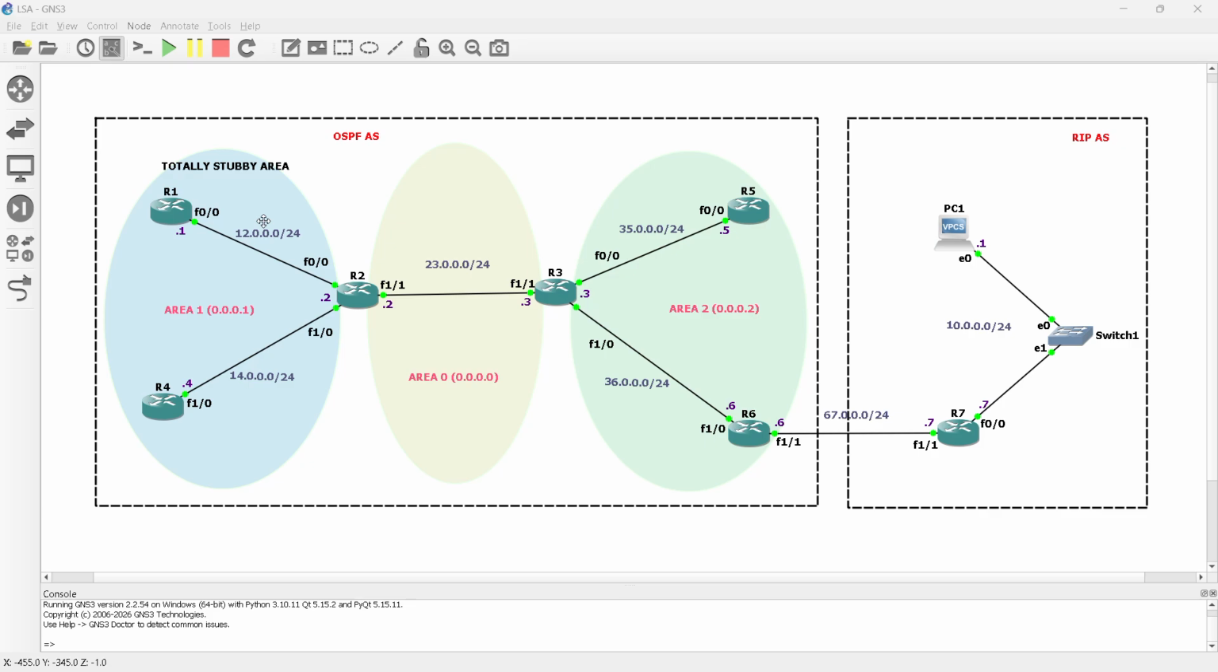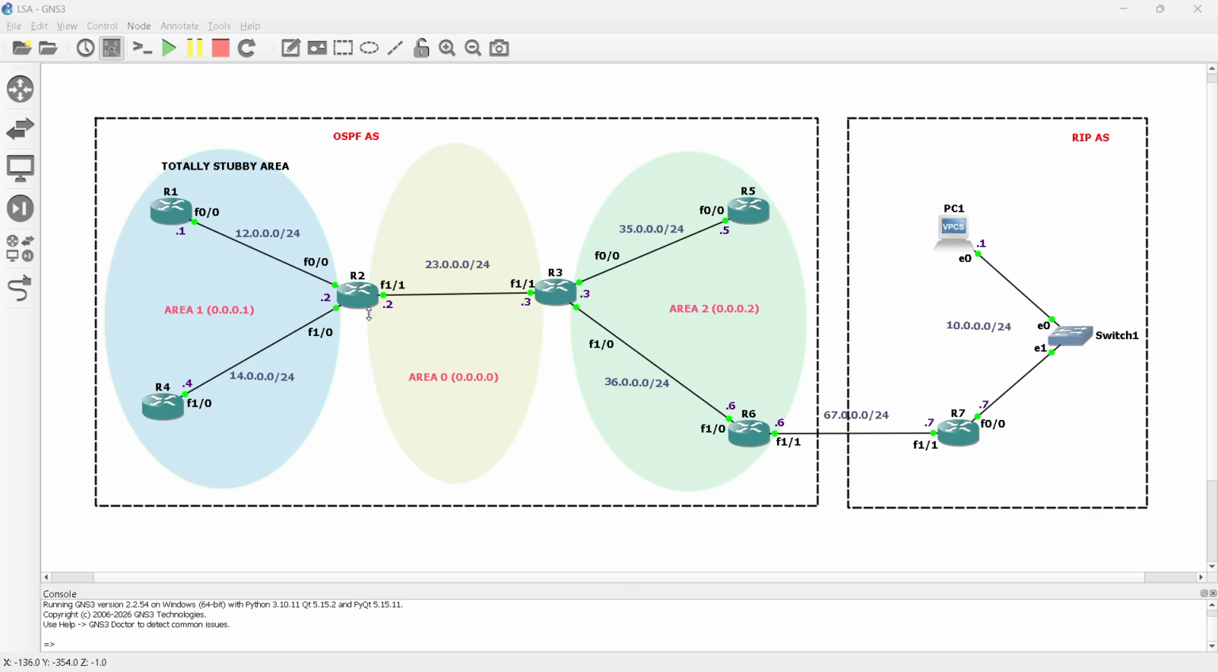What was happening before that? In the stubby area, we stopped our type 5 and type 4 LSA, and we were only left with type 3 LSAs for the normal networks, and along with that we had only a default route for our outside networks or the unknown networks which are out of our autonomous system, right?